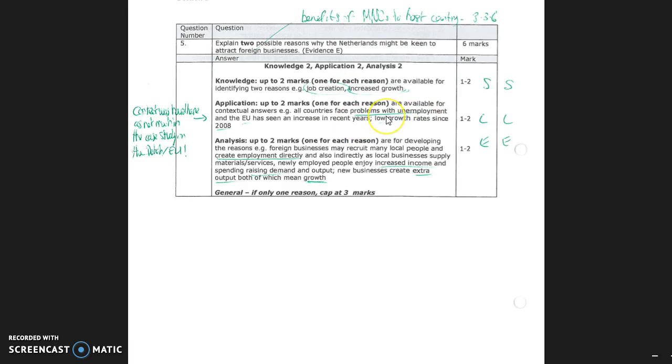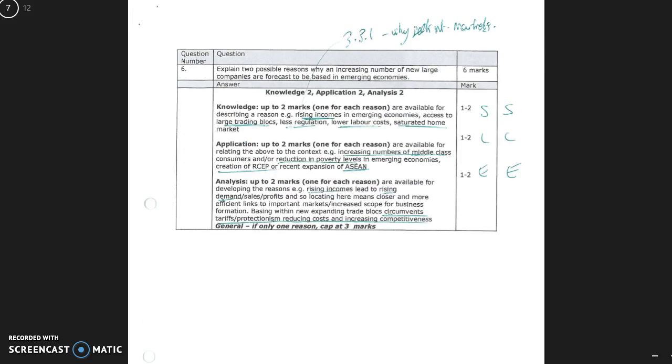You could mention growing unemployment. That's a bit of a feature of the Eurozone. Economies are quite stagnant, low growth rates, post GFC 2008, something like that, and then explain your point fully. And then question 6, explain 2 reasons why an increasing number of new large companies are forecast to be based in emerging economies. The case study suggested in the future there's going to be a growing trend, again something you should be aware of. Again, if you look back at your spec, 3.3.1, why seek international markets, that's where all these reasons kind of come from.